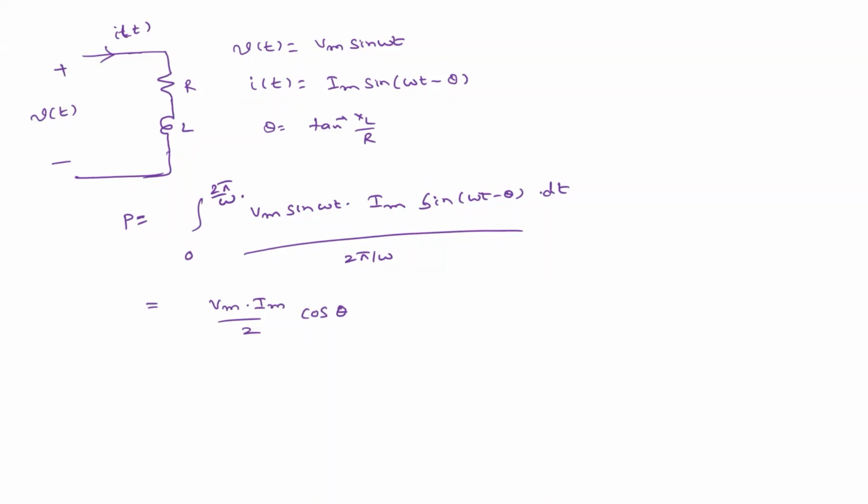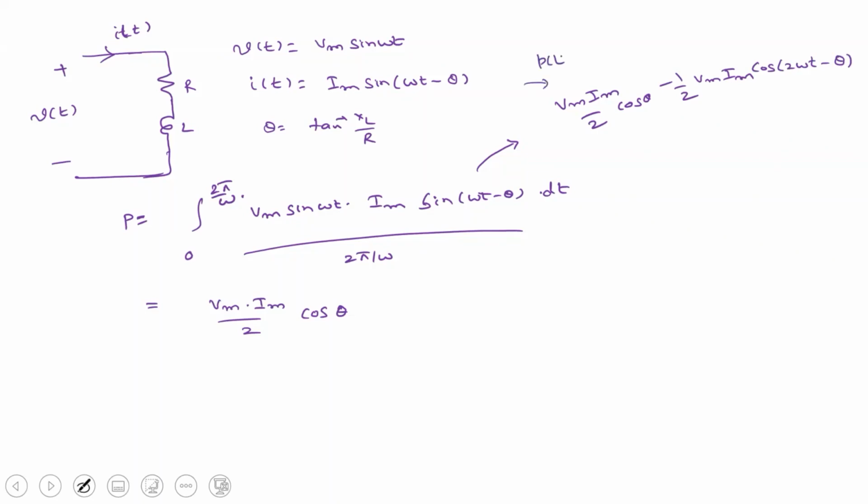So we have other terms. If we decompose this, we have two terms. So it is Vm Im by 2 cos theta. That is the first term, minus 1 by 2 Vm Im cos 2 omega t minus theta. If you are multiplying these two, that is P of t. Right, so this one, its average value is 0, but this value is some finite value. So that is Vm Im by 2 cos phi.